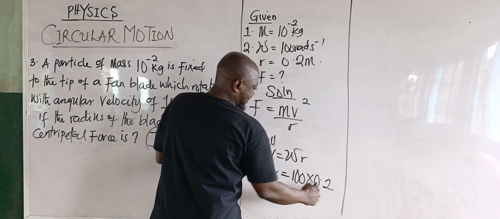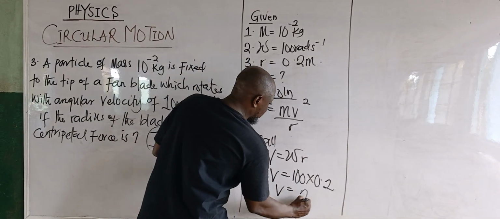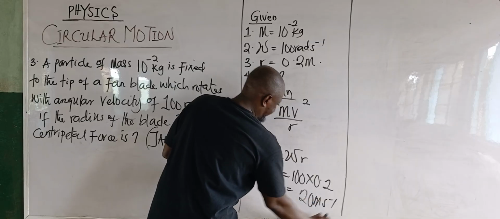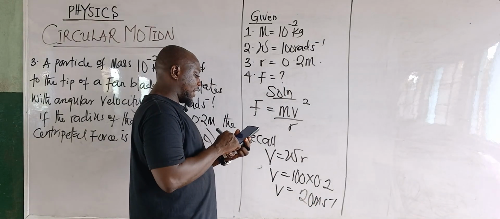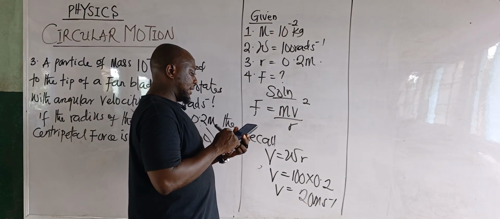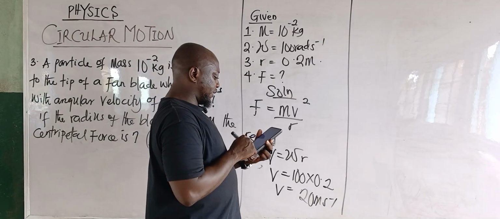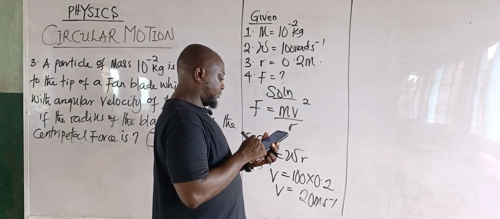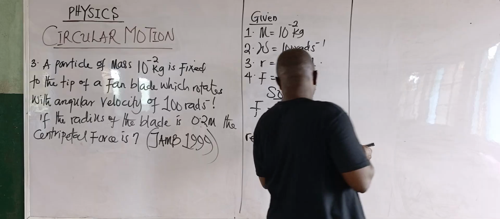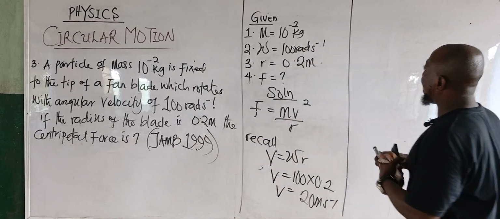So this is over 10, this is 10, and then 2. This will give us 20, please. That is what we are to have as the answer there. So from this point, from here, I've gotten my value now, so I can now solve.